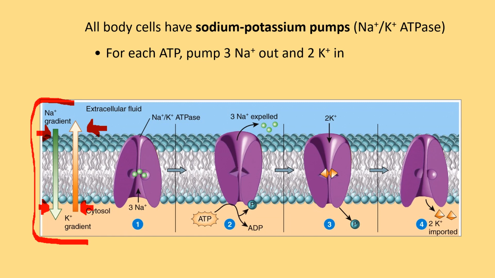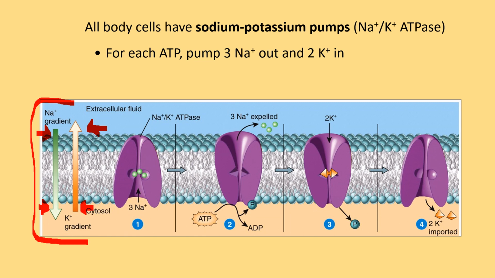And after those 3 sodium ions are expelled, the protein has a different conformation, a new shape. So now we're moving from number 2 to number 3 as we go from left to right. And we can see that the new shape of the protein accommodates 2 potassium ions. Just 2 potassium ions fit into that little nook.